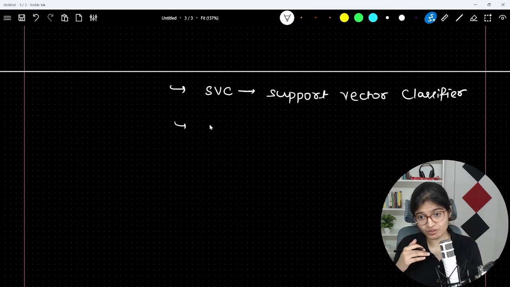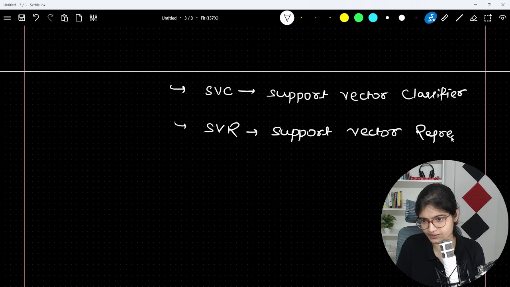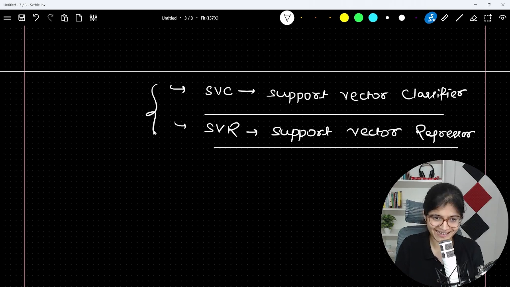And if you want to do a regression kind of task, there is a separate model altogether by the name of support vector regressor. So be it any kind of scenario, you will be solving the equation of either the classification task or the regression task.